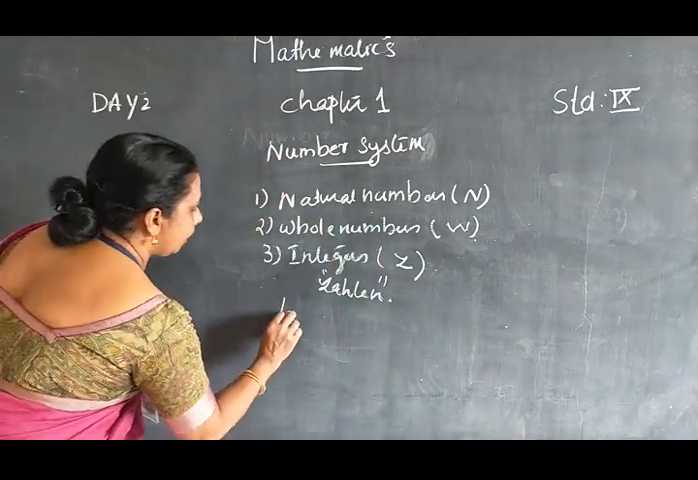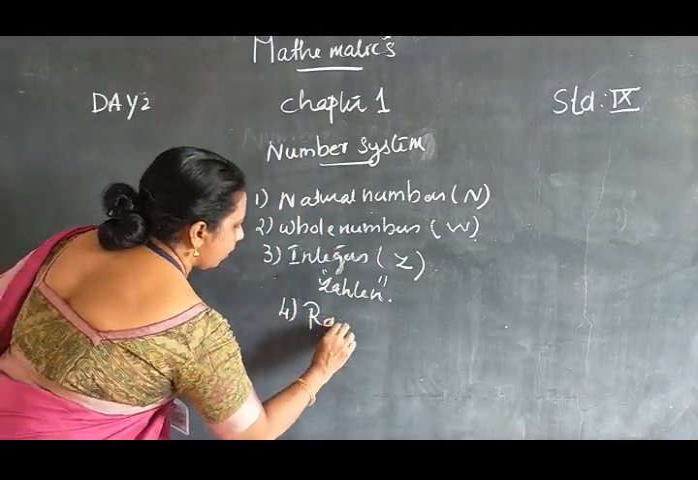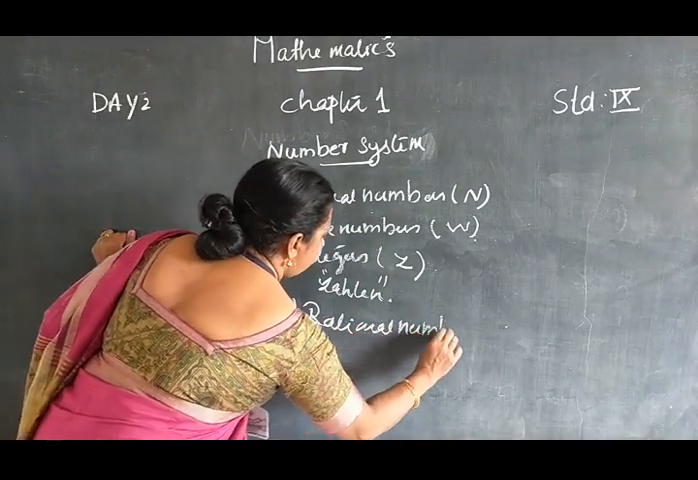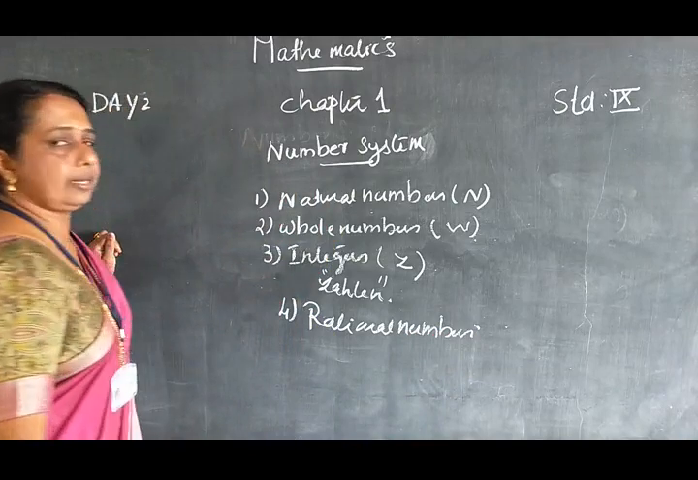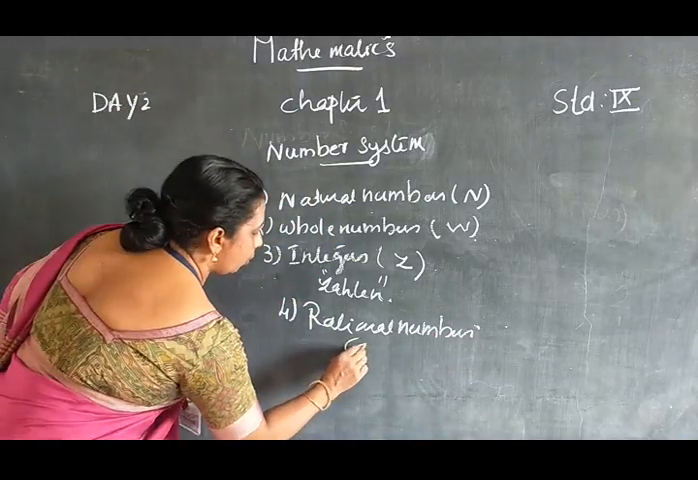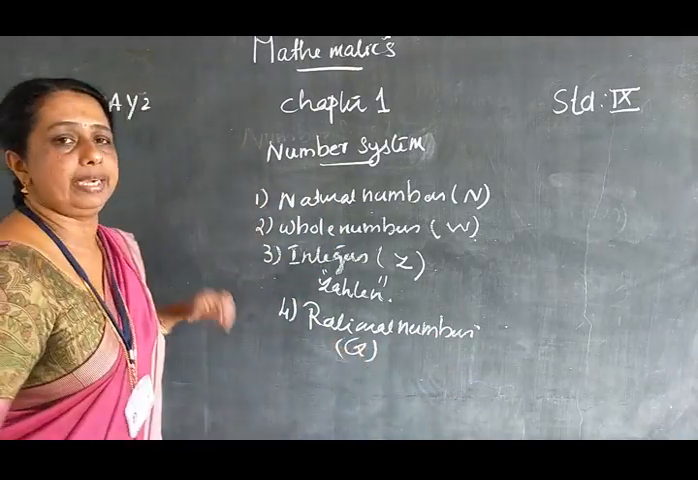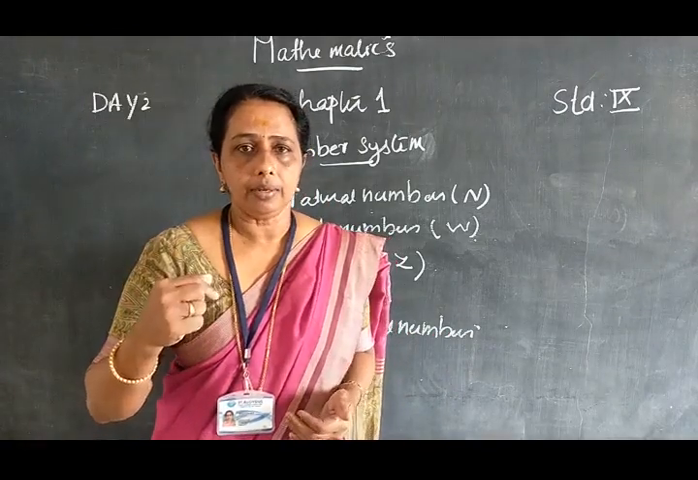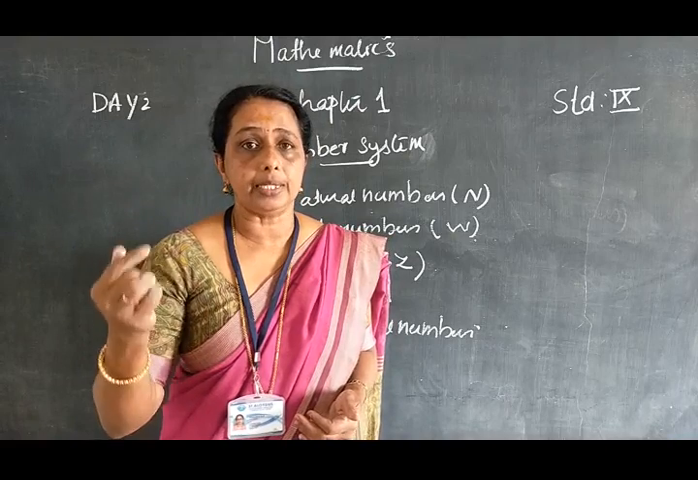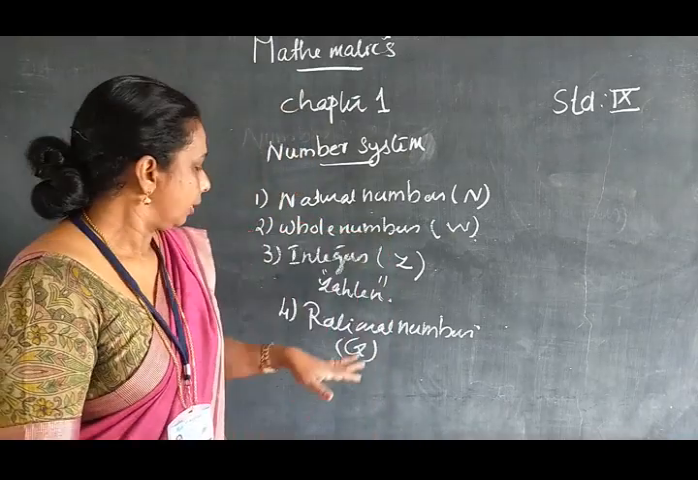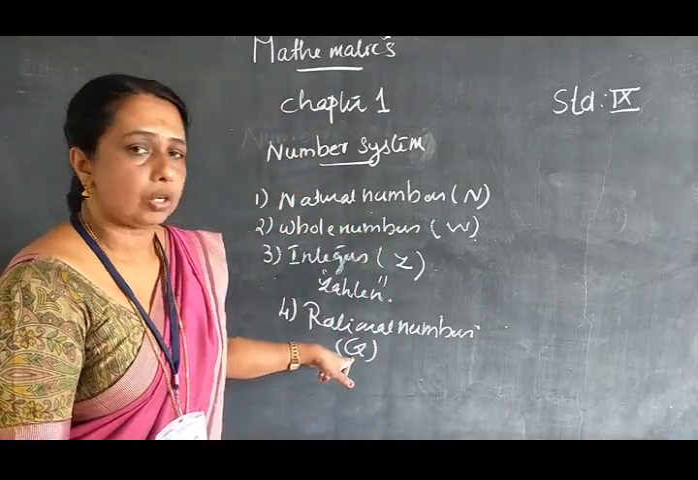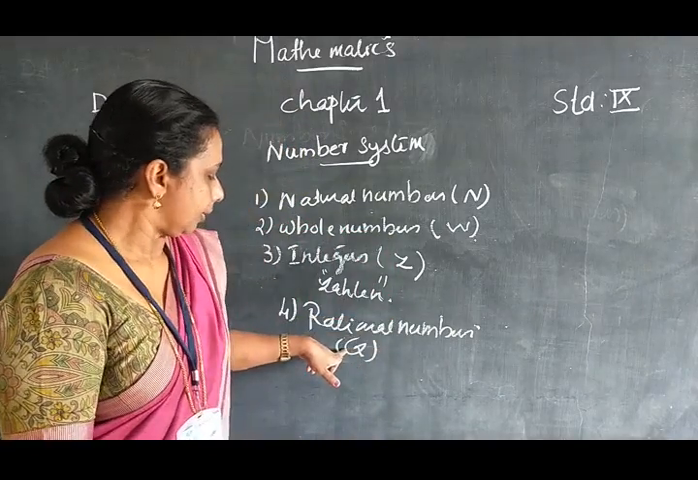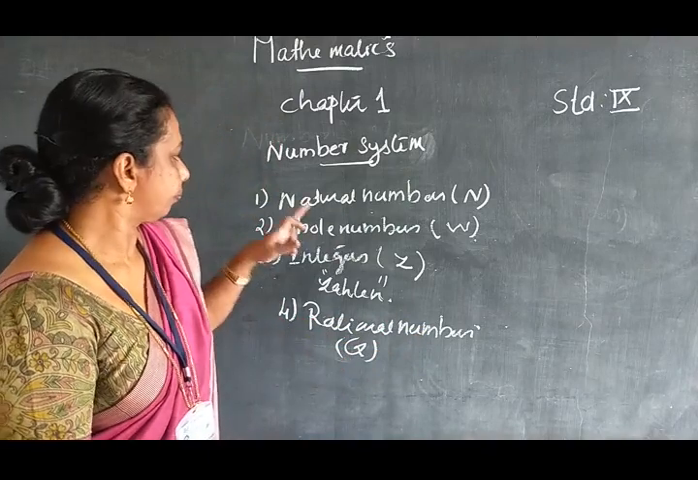Then fourth one is rational numbers. It is represented by the symbol Q. That comes from the word quotient. Here p and q are integers and it is in the form p by q, a rational number. The rational numbers are symbolized by the symbol Q.